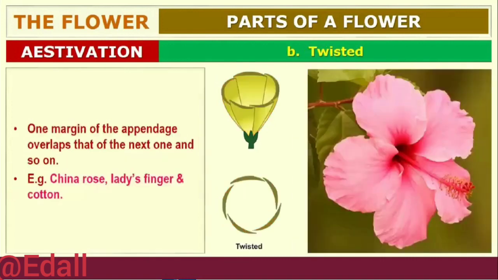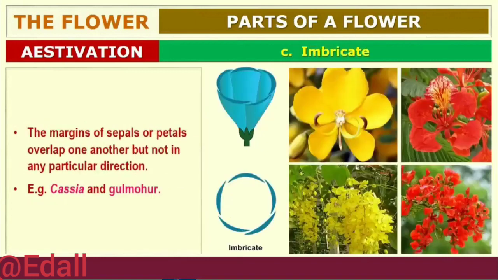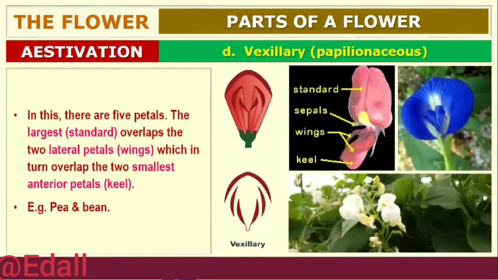If one margin of the appendage overlaps that of the next one and so on, as in China rose, lady's finger and cotton, it is called twisted. If the margins of sepals or petals overlap one another but not in any particular direction as in cassia and gulmohar, the aestivation is called imbricate. In pea and bean flowers, there are 5 petals. The largest, standard, overlaps the 2 lateral petals, wings, which in turn overlap the 2 smallest anterior petals, keel. This type of aestivation is known as vexillary or papilionaceous.